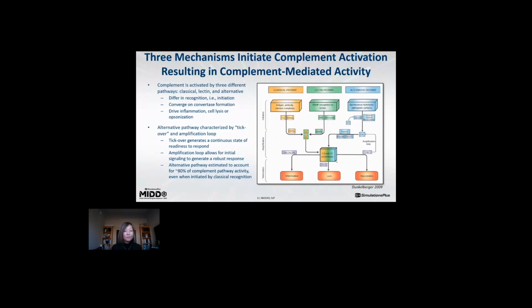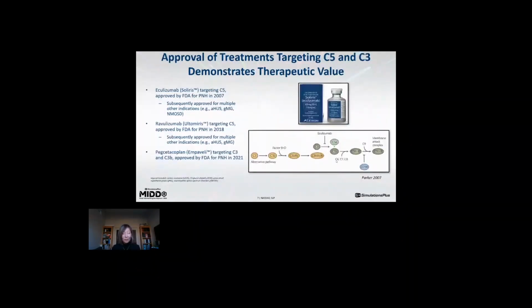Okay, so why do we think there's going to be therapeutic value associated with the complement pathway? Well, this has already been shown with several treatments that have been approved. Starting with eculizumab, which targets C5, one of the complement proteins that is cleaved by a convertase that I mentioned in the previous slide. That was approved by the FDA for the treatment of PNH in 2007. PNH is the disorder where you have lysis of red blood cells. Subsequently, eculizumab has been approved for other indications, and that is a continuing story that we'll watch evolve over time.